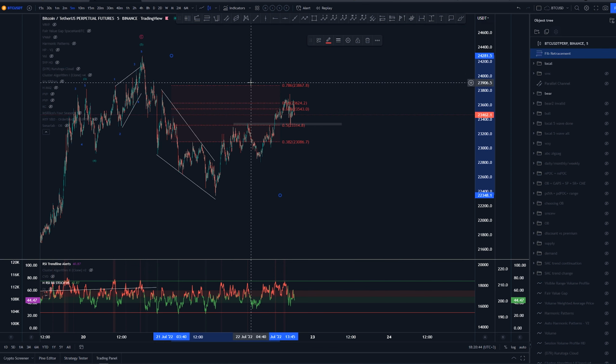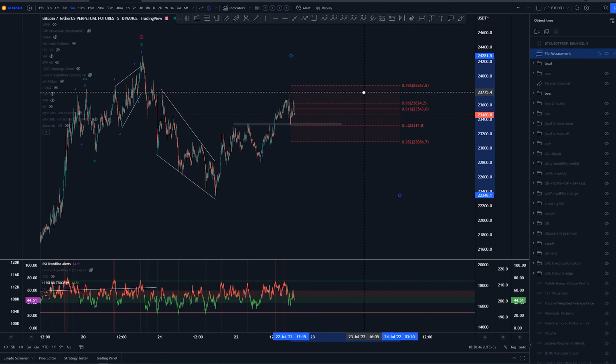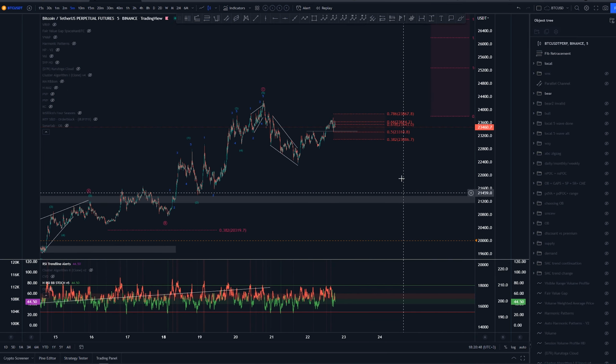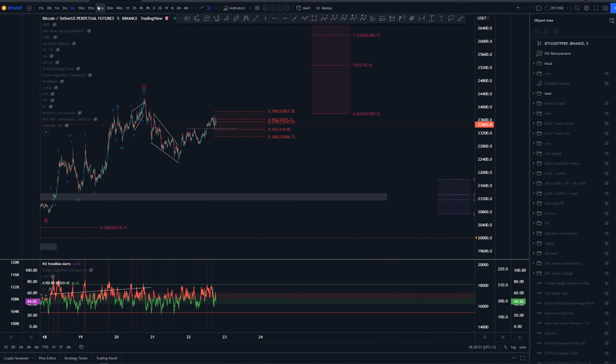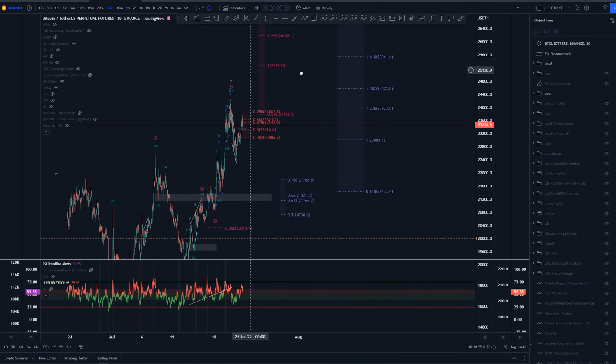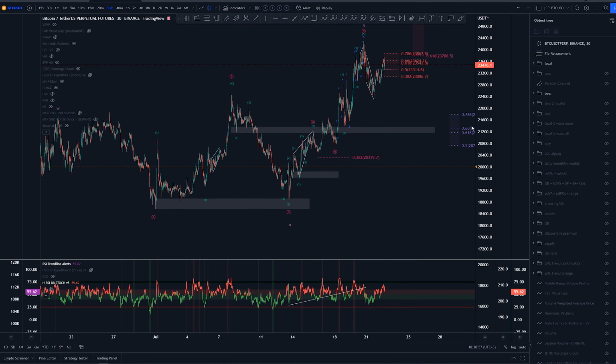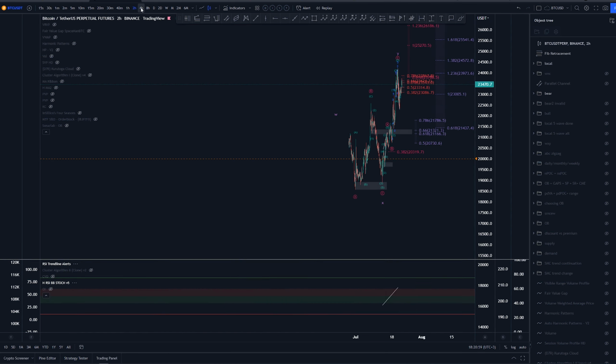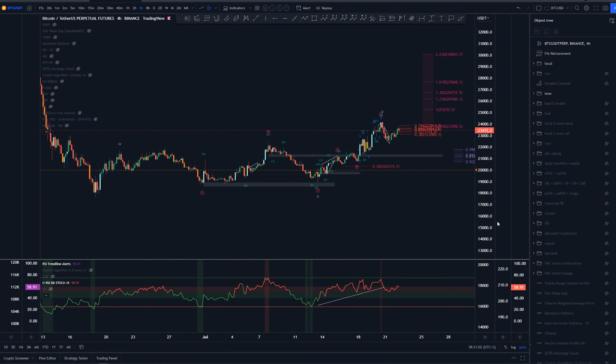If this indeed is a C wave, that would mean that we would already have completed the wave Y. Where do I have it? Here. So this wave Y would be right here. Of course, it is possible that we are going to go higher, but let's see what happens.